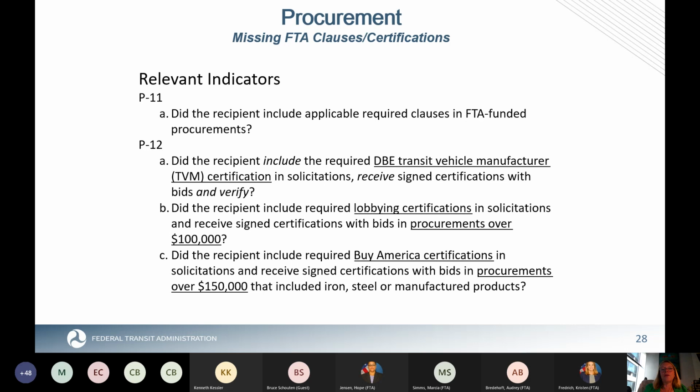The verification that we're talking about here is making sure that you check FTA's DBE website to make sure that your bidder actually is signing those in good faith. So it's really called trust but verify. Indicator B, did you include lobbying certifications in solicitations over $100,000? So that does not follow the simplified acquisition threshold. That's still at $100,000. And the Buy America certification for procurements over $150,000 that included iron, steel, or manufactured products. So that's a little deeper dive on those three certifications that we're looking for.